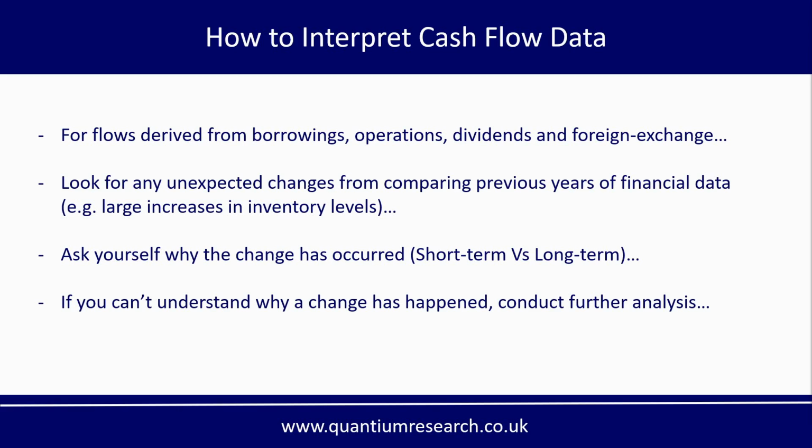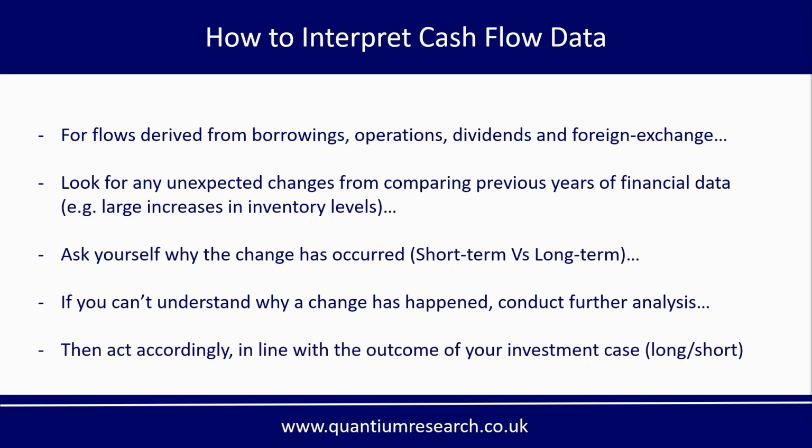And we put it on the screen here. You'd ask yourself why that change has occurred. If you don't get why it's happened, look deeper, conduct further analysis, or due diligence as the term is used in the industry. And then once you come to your conclusion, you act accordingly, in line with the outcome of your investment case. So if you think that a company is 25% undervalued, then you would likely look to take a long position. If for some reason you think that the company is extremely overvalued, you would go short accordingly with your investment case.